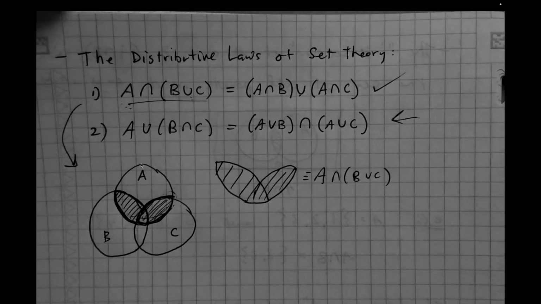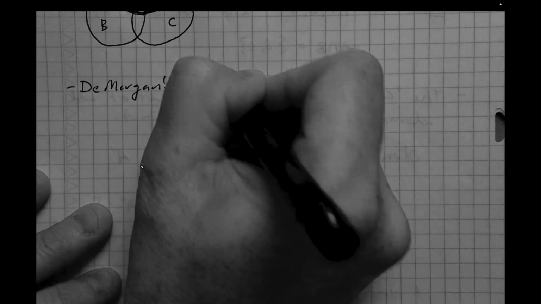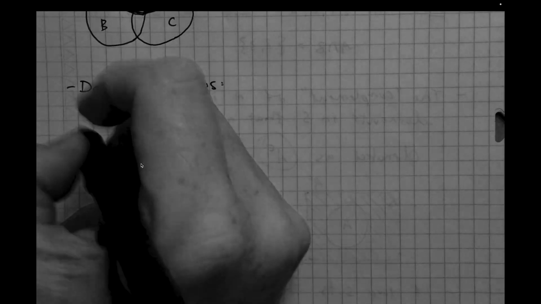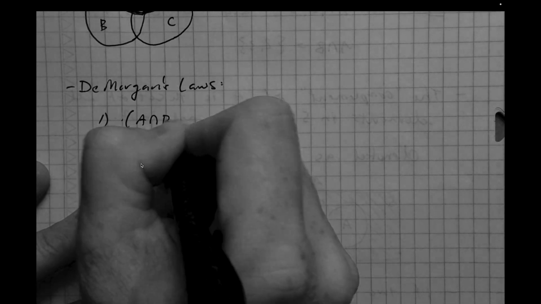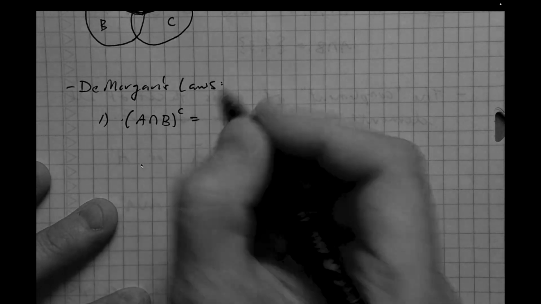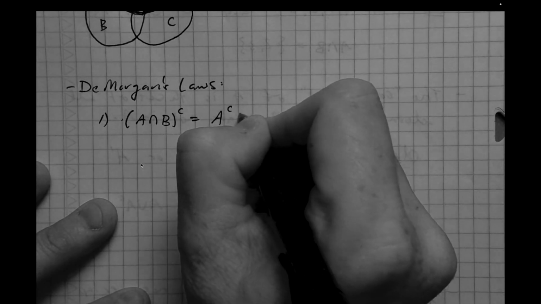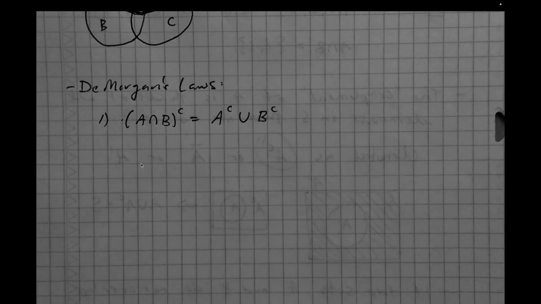Okay. And then the last item that we want to review here is De Morgan's laws. And this will be important as well, we'll use this quite a bit. It says that A and B complement, the complement of the intersection of A and B, is equal to the complement of A or the complement of B. All right. That's the first one.